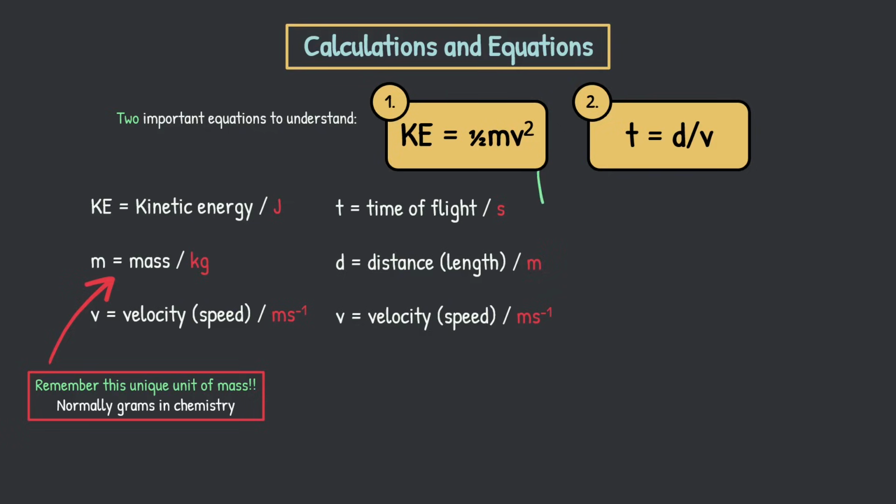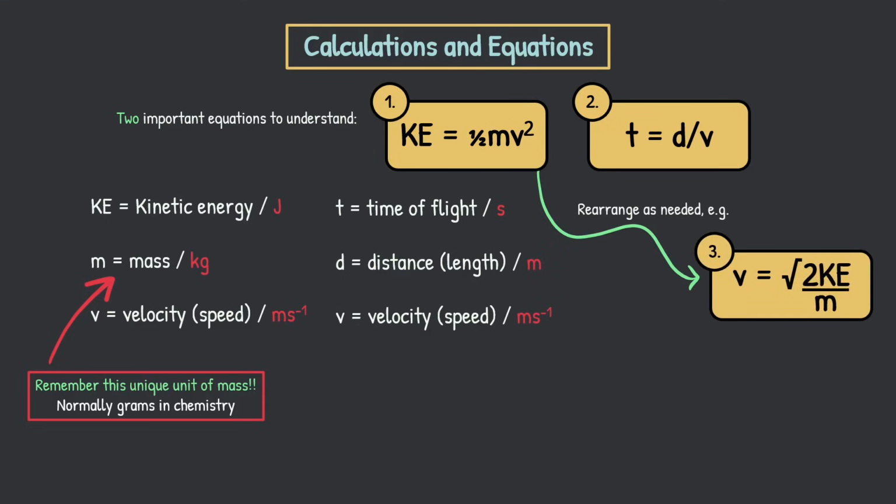So if they give you equation 1, why did I bother telling you it? Why do you need to understand it? You need to be able to rearrange it as needed, so they can ask you for any of these variables in the question. They can be like, what's the time of flight? What is the velocity of the ion? What is the mass of the ion, etc. And they need you to be able to rearrange the equation.